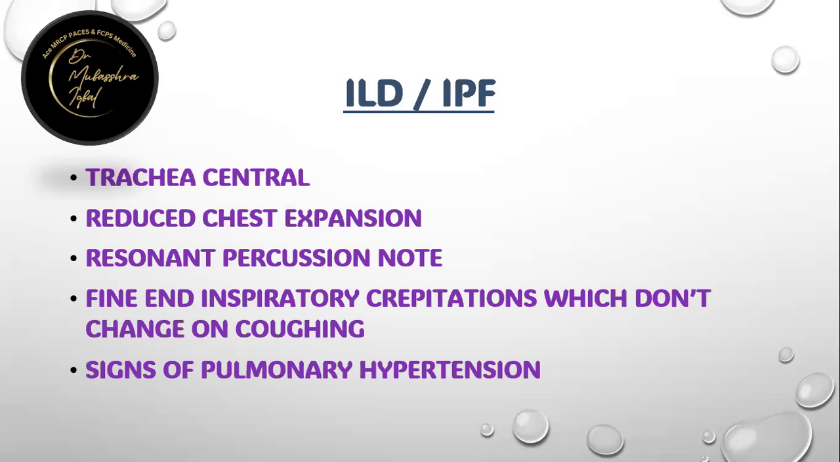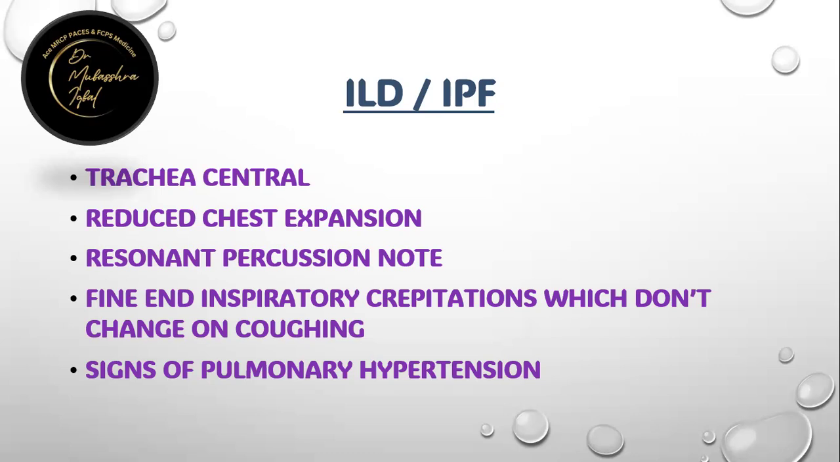In case of interstitial lung disease or diffuse parenchymal lung disease, the trachea is most of the time central. There is reduced chest expansion, percussion note will be resonant, and there are fine end-inspiratory crepitations which do not change their character on coughing, and signs of pulmonary hypertension. So always try to give a unifying diagnosis to the patient. For example, he is a case of diffuse parenchymal lung disease secondary to rheumatoid arthritis. You will comment, and also he has signs of pulmonary hypertension.